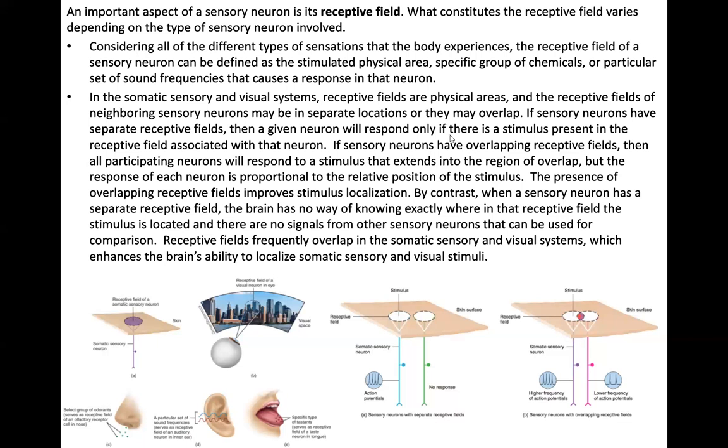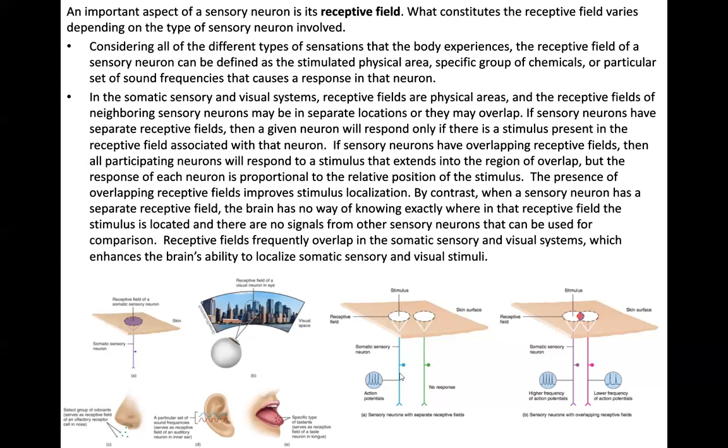Now, this is a big paragraph, so I'll read through it and walk you through what's going on, which relates to these figures on the right. In our somatic, sensory, and visual systems, receptive fields are physical areas. The receptive fields of neighboring sensory neurons may be in separate locations, like we show here, or they may overlap. I was already talking about this when I talked about vision. If the sensory neurons have separate receptive fields, then a given neuron will respond only if there's a stimulus present in the receptive field associated with that neuron.